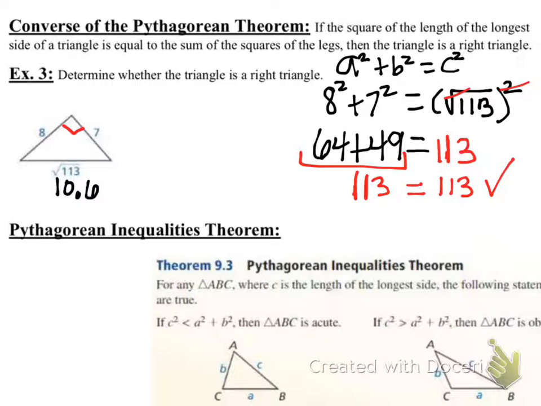Let's say we had gotten like 105 equal to 113. That's not true. 105 does not equal 113. So if those were the values that we had gotten, we would know that the triangle that we started off with, whatever gave us 105, was not actually a right triangle. That's all that means. So that would be what we were looking for.